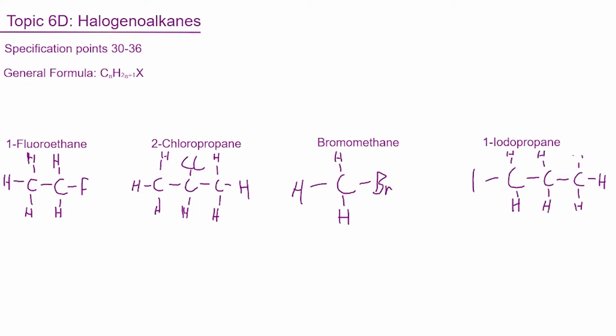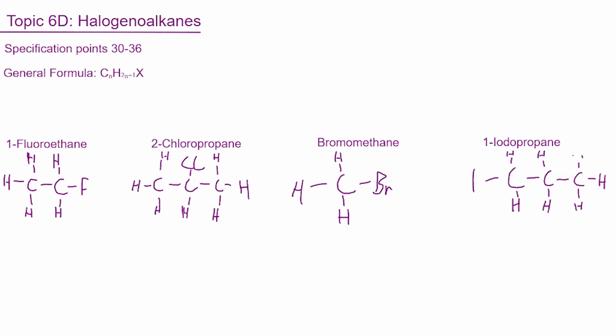A halogenoalkane is an alkane, except it has a functional group which happens to be a halogen atom. The halogen atom that you could expect to see could be something like fluorine, chlorine, bromine, or iodine. Essentially anything from the halogen group, group 7.